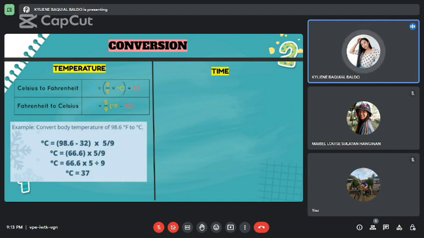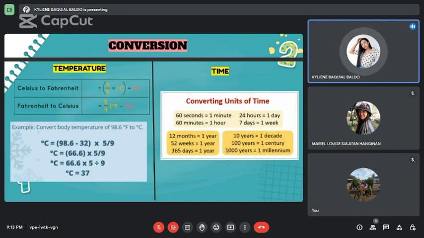And lastly, we have time. In converting units of time, we have seconds, minute, hour, day, week, year, decade, century, and millennium. In 60 seconds, we have 1 minute. In 60 minutes, we have 1 hour. In 24 hours, we have 1 day. In 7 days, we have 1 week. In 12 months, we have 1 year. In 52 weeks, we have another 1 year. In 365 days, we have 1 year.